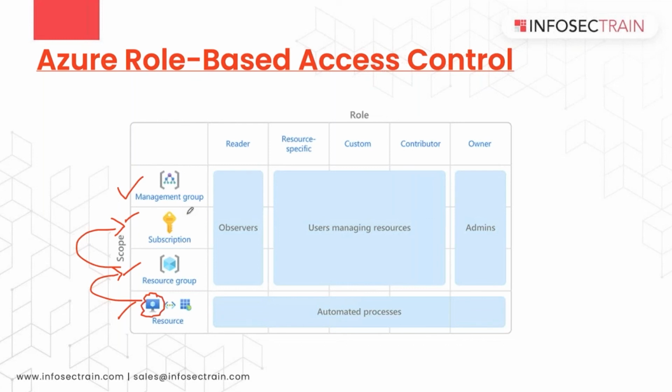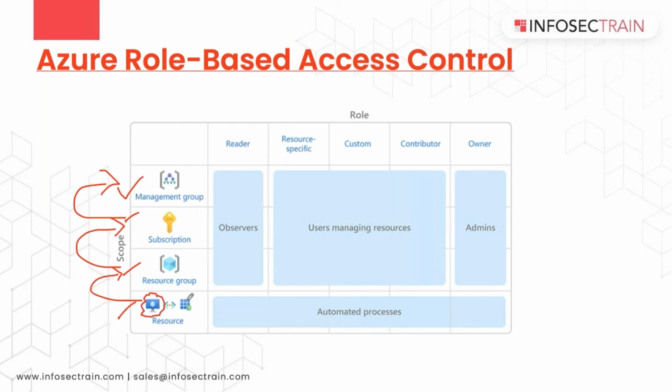Let's say one for the IT team, one for production, one for DevOps, one for HR, different things. So if you have more than one subscription, how will we manage that many subscriptions? For that there is one more feature called a management group, which can have one or more subscriptions inside it.